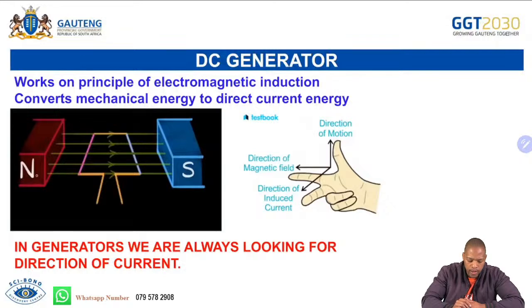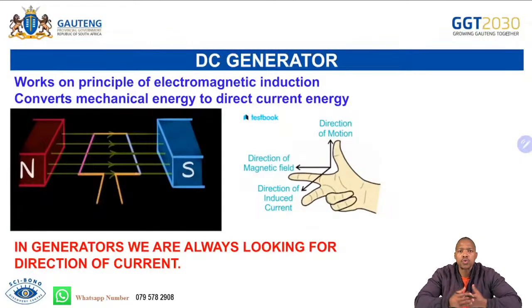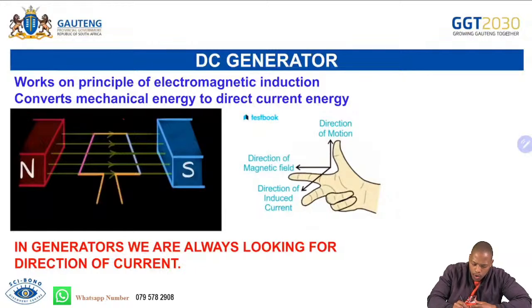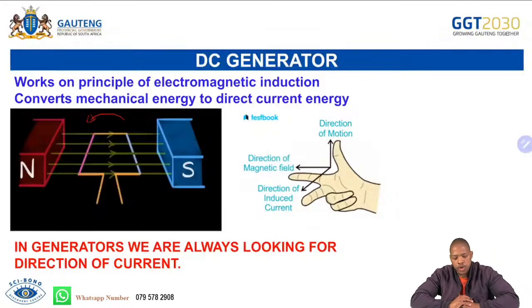Then you are going to have 2 bar magnets of north and south poles. Obviously with those 2 magnets come the magnetic fields going from the north to the south. You are also going to have the coil, and they are also going to give you the direction of rotation. Let's say this time around our coil is rotating anti-clockwise. Since this is also a generator, we are expected to determine the direction of current. In generators, we always look for the direction of current.